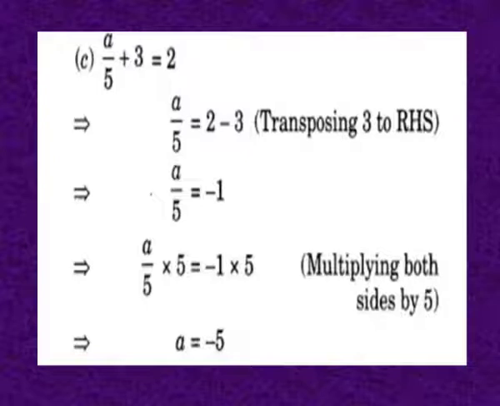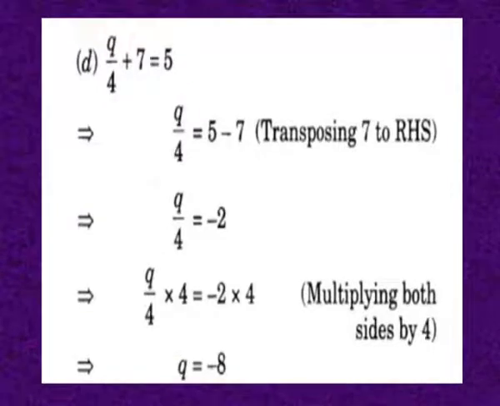Now we are multiplying by 5 on both sides and we get a by 5 into 5 is equal to minus 1 into 5. In LHS, 5 and 5 will get cancelled and it becomes a. Our RHS is minus 1 into 5, that is minus 5. Therefore a is equal to minus 5, which is our required solution.